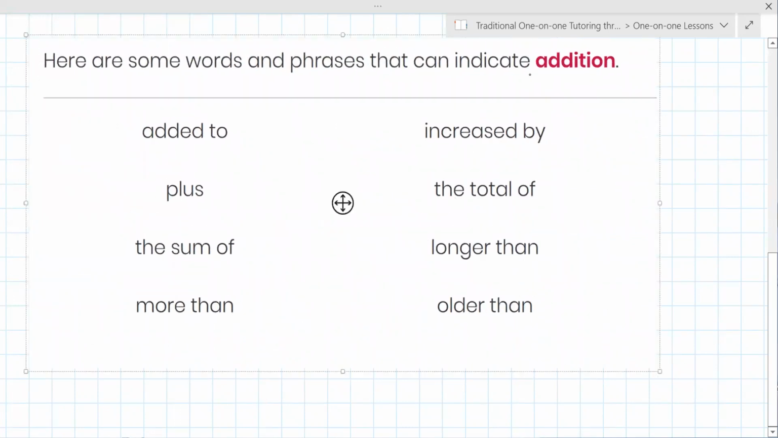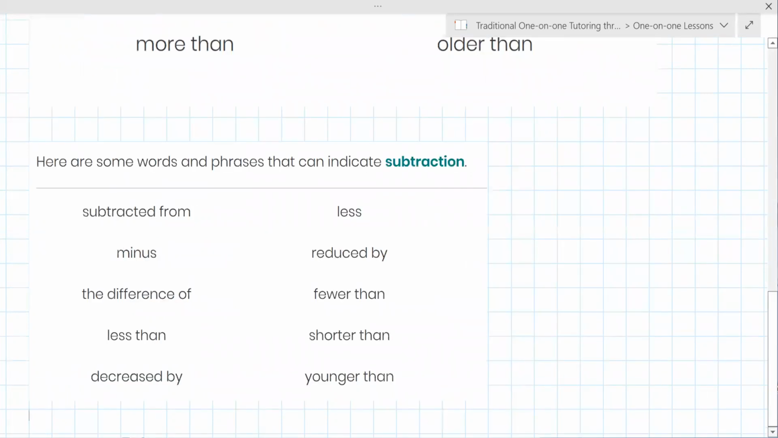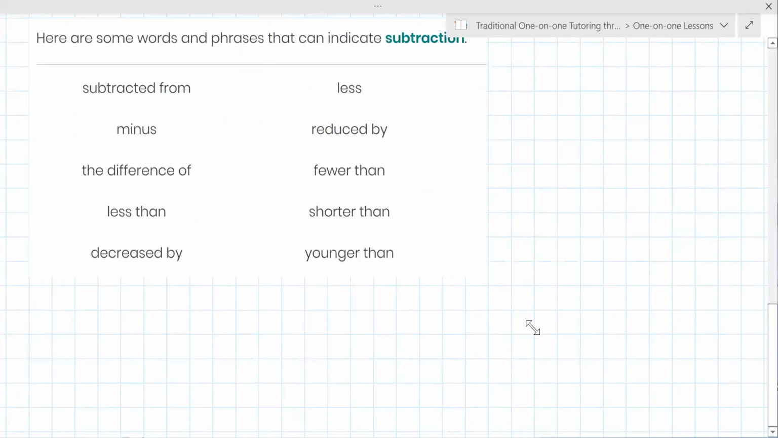These are in your lesson, but you have to know them. You have to know that all of these could mean addition: added to, plus, the sum of, more than, increased by, the total of, longer than, older than. These all indicate addition. You don't need to write these down, but you want to start associating these words with the math operation.